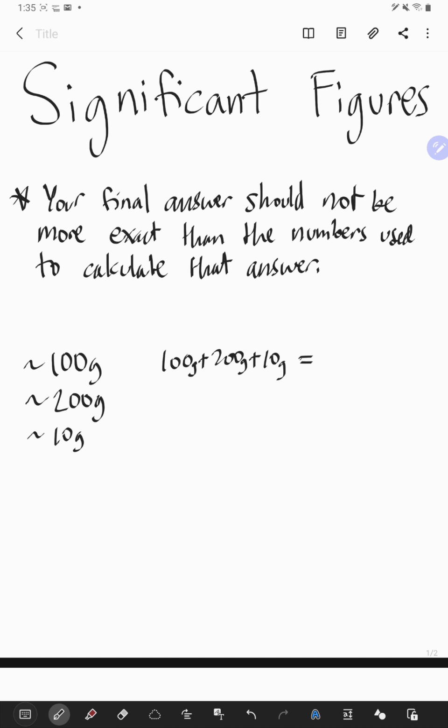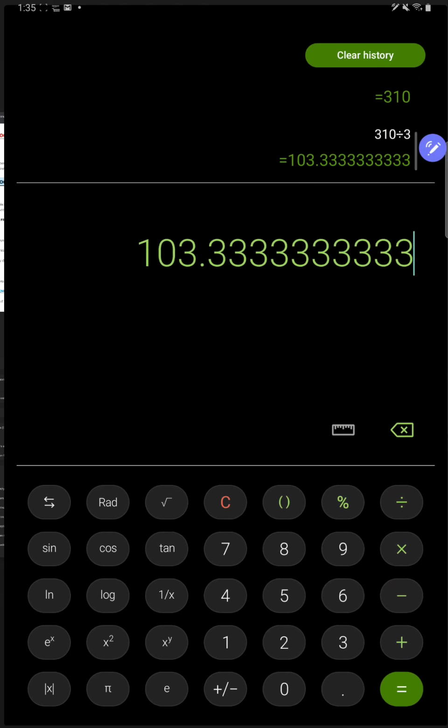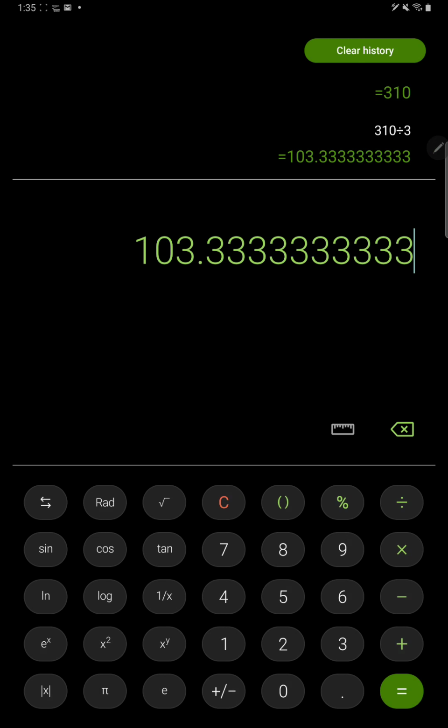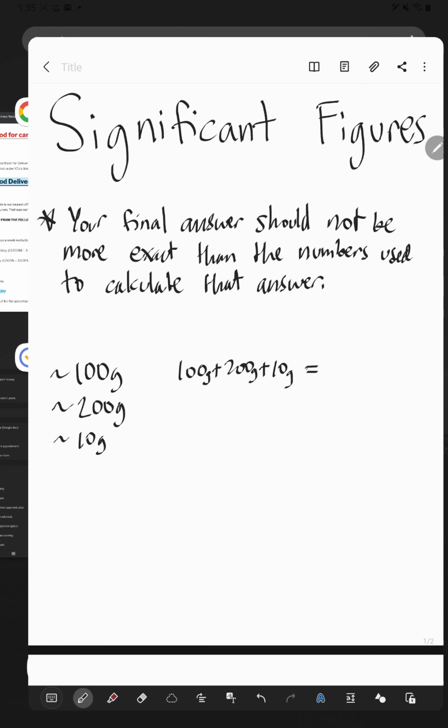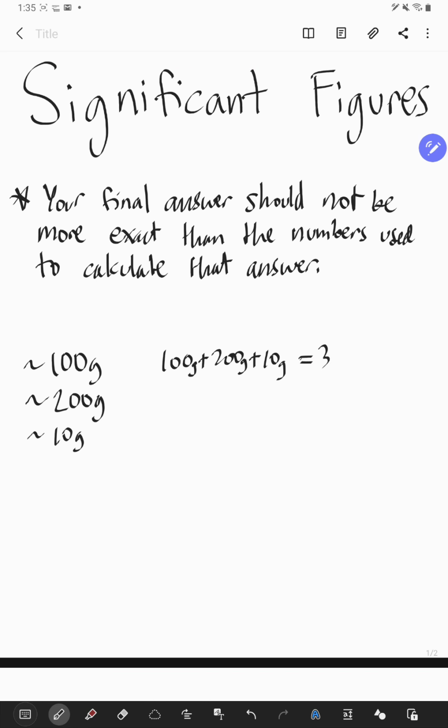equals, and we can do that in our calculator. I already did it for us, but we get 100 plus 200 plus 10 equals 310. And we divide that by 3, and we get 103.3333333 repeating. So we'll get 310 grams, and then 310 grams divided by 3 equals 103.333 repeated.